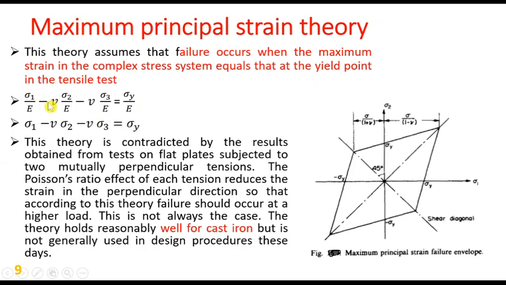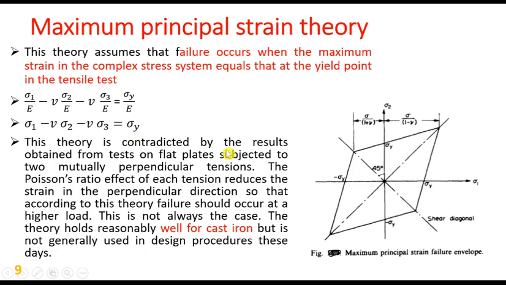That obviously equals, if you apply generalized Hooke's law, epsilon 1 equal to sigma 1 over E minus mu, Poisson ratio, into sigma 2 over E minus mu sigma 3 over E. So that is epsilon 1, and this is epsilon y, the normal strain at yield stress from the tensile test. When E is cancelled out, the result will be sigma 1 minus mu sigma 2 minus mu sigma 3 is equal to sigma y. So this becomes the criteria.